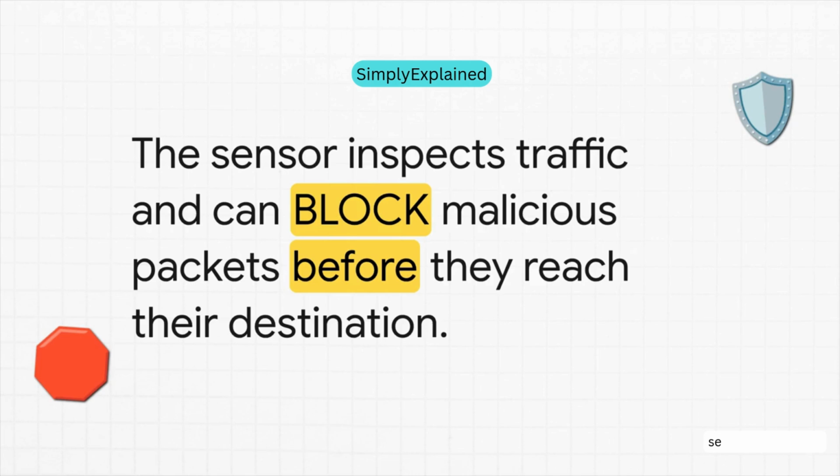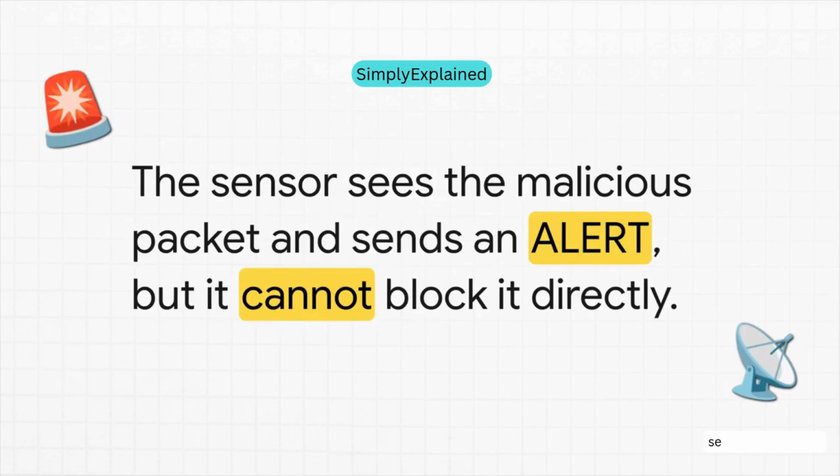It acts as a true gatekeeper, blocking an attack before it can ever reach its victim. The passive sensor, on the other hand, is just an observer. It sees that malicious packet go by and immediately sounds the alarm. It sends an alert to the security team. Now, that intelligence is vital, but because it's only looking at a copy of the traffic, it can't reach out and stop the original packet. It reports the crime, it doesn't stop it while it's in progress.